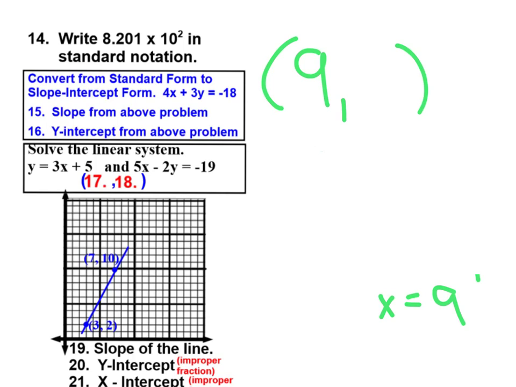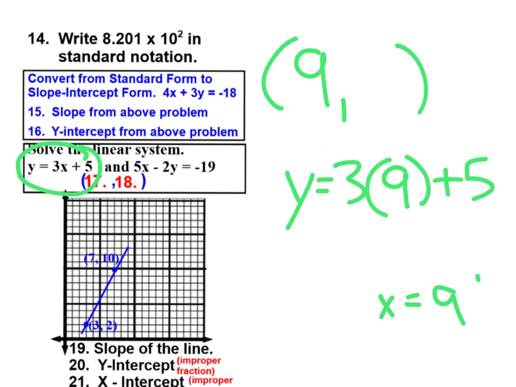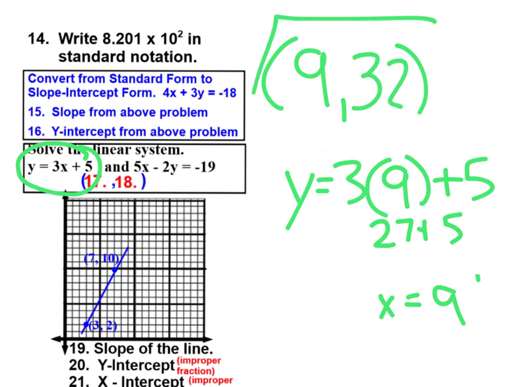I just plug that 9 into one of the equations. So I'm just going to pick this easier equation in my opinion, and I'm going to put y equals 3 and then substitute the 9 that I solved for x, and add in 5. So now I have 3 times 9, which is 27, and 27 plus 5, of course, is 32. That's where that 32 goes, and that is the point where those two lines would meet, which is (9, 32).